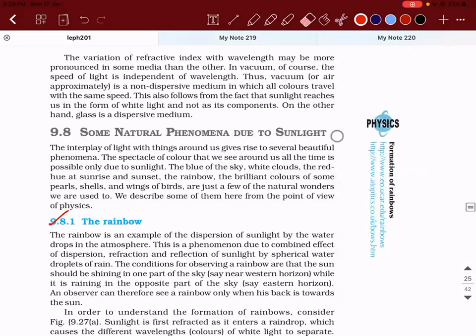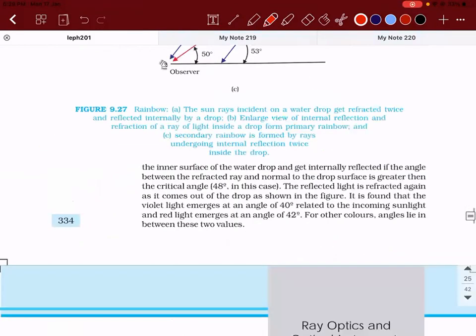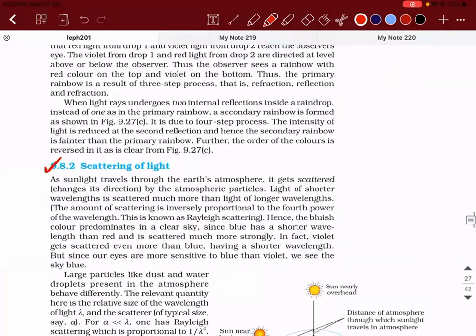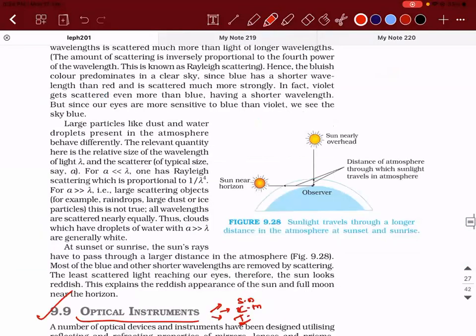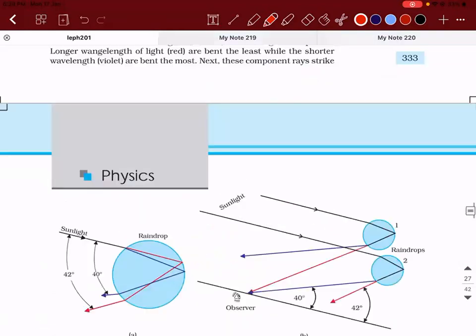Next are some natural phenomena that are associated. This is from your 10th standard. One is the formation of rainbow. The second is scattering of light. So these two concepts, I'm leaving it to you. You guys can read it. Okay, it's a theoretical part.